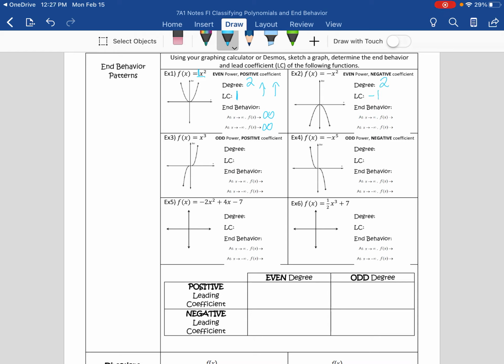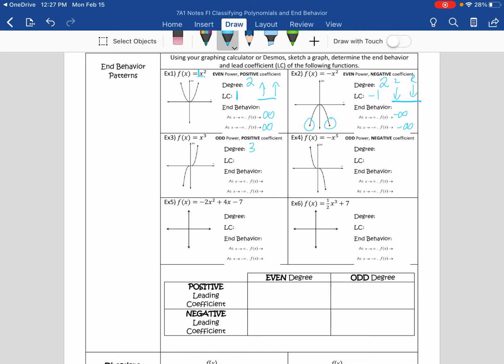Okay? In this case, I have another second degree. My lead coefficient is negative 1 in this case. So very similar, except my graph on the left is going down, and on the right, it's going down. So just look at those arrows. You can ignore everything in between. Look at what's happening. Down, down means, okay, on the left-hand side, it's going to negative infinity, and on the right-hand side, it's going to negative infinity.